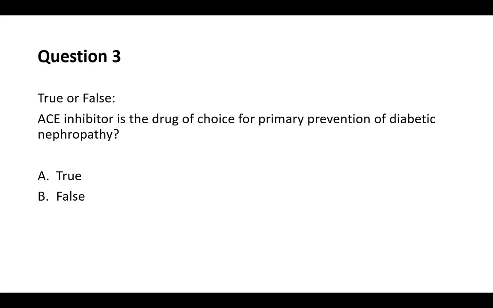The guidelines and the pharmaceutical companies, sometimes they have something to gain. If I have a medication that everybody has to take, I'll be rich. So we always have to be careful. This is one of the things that they found later, that actually it's for secondary prevention.